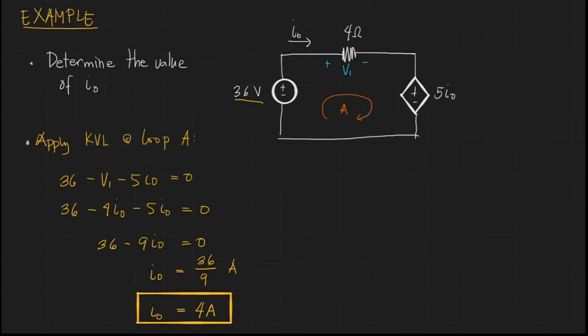So two principles ang ginamit natin dito, guys. First, we use the KVL. Second, we use the Ohm's law to substitute the value for V1 and solve for our IO. I hope you understand. It's a simple KVL and Ohm's law.